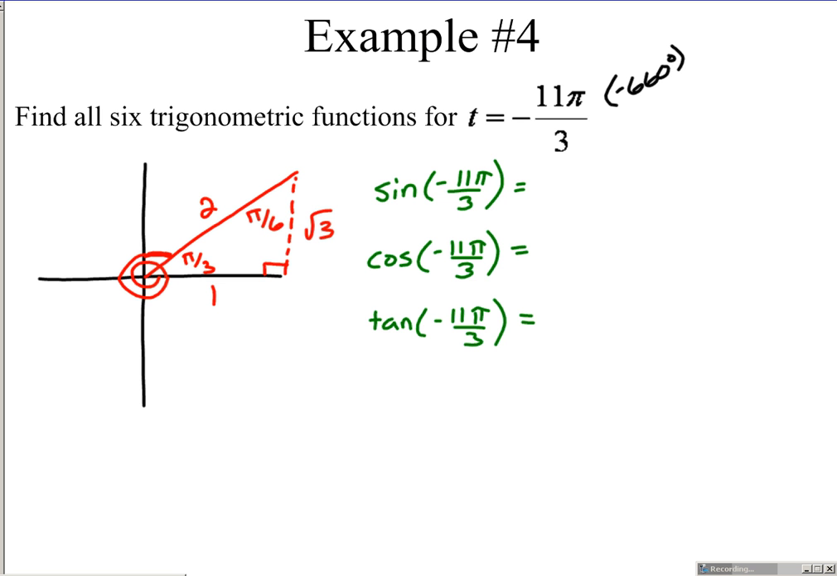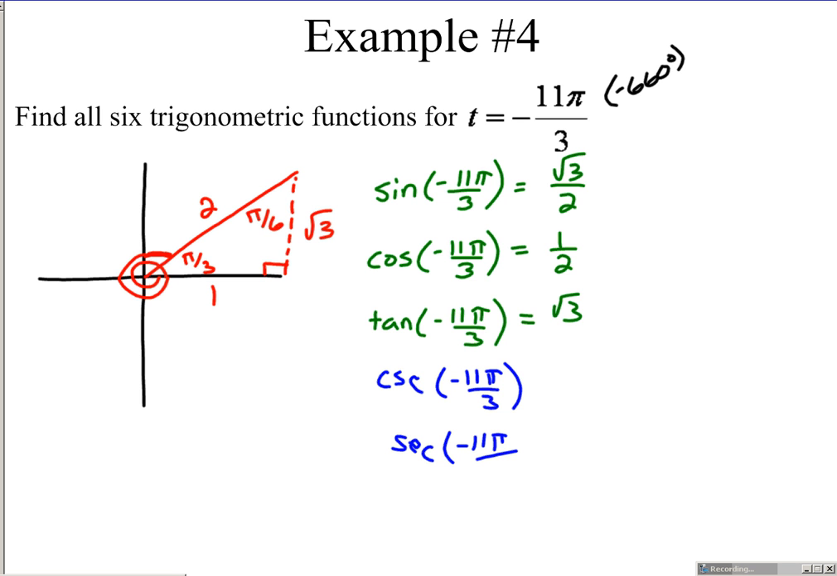Sine, opposite over hypotenuse, is root 3 over 2. Cosine, adjacent over hypotenuse, is 1/2. Tangent, opposite over adjacent, is root 3. Reciprocal functions. Cosecant. Secant. Cotangent.